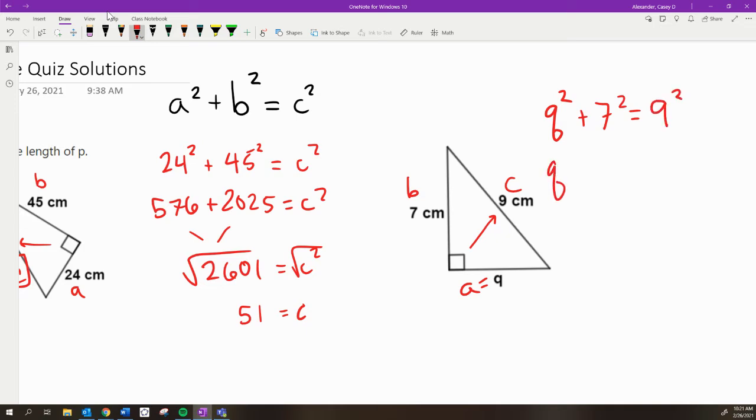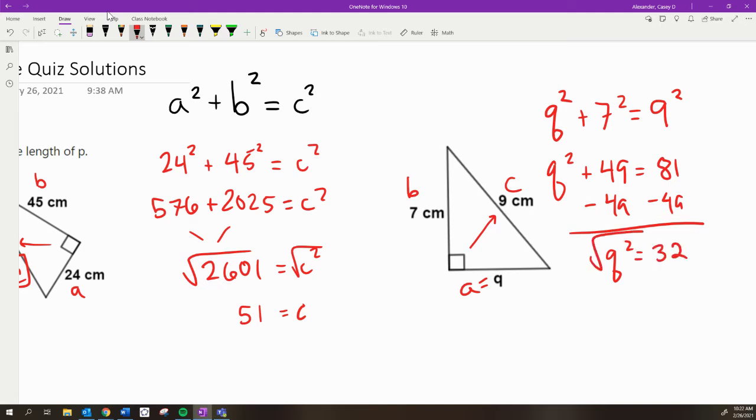And now I'm going to do the same thing. 7 to the second power is 49. 9 to the second power is 81. 7 times 7 and 9 times 9. And then I'll subtract 49 from each side. So I have q squared equals 32. And so then the last step is to say that, well, q is the square root of 32.